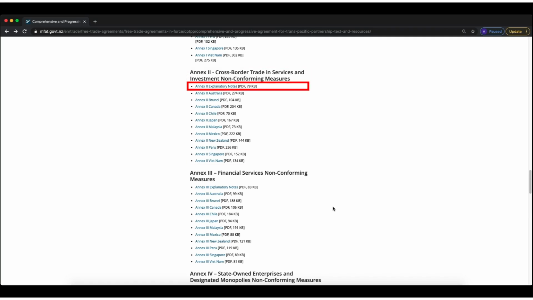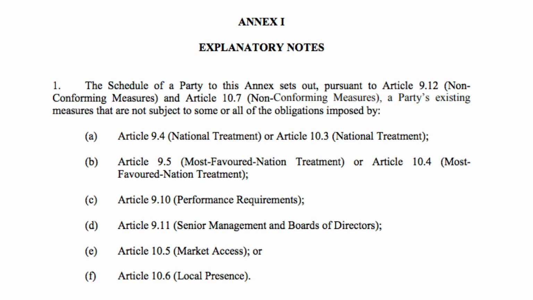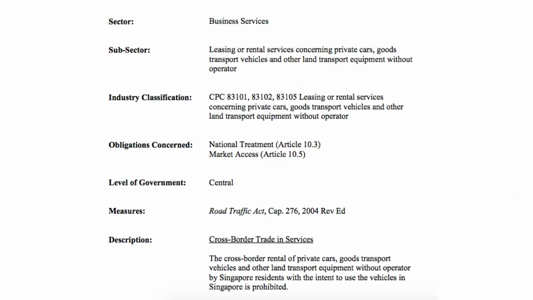CPTPP's annexes are accompanied by an explanatory note listing the CPTPP services obligations covered by the reservations. A. Article 9.4 National Treatment or Article 10.3 National Treatment. B. Article 9.5 Most Favoured Nation Treatment or Article 10.4 Most Favoured Nation Treatment. C. Article 9.10 Performance Requirements. D. Article 9.11 Senior Management and Board of Directors. E. Article 10.5 Market Access. Or F. Article 10.6 Local Presence.